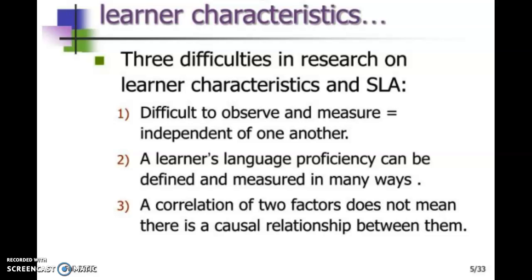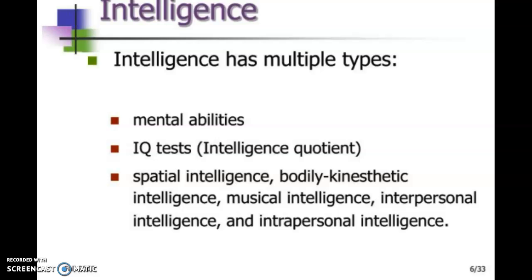So as we know, they are related to each other. So this is where the errors may come up with second language learners. Let's continue. Intelligence. Intelligence has multiple types. So we have mental abilities, our IQ tests, bodily or kinesthetic intelligence, musical intelligence, interpersonal and intrapersonal. I'll explain the terms later.